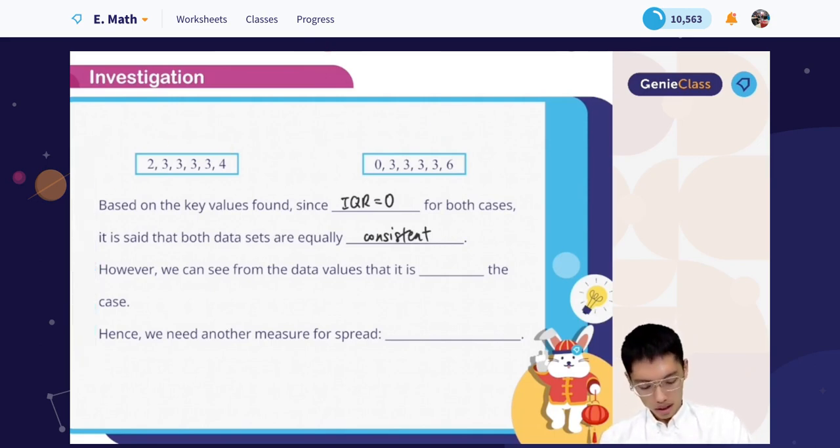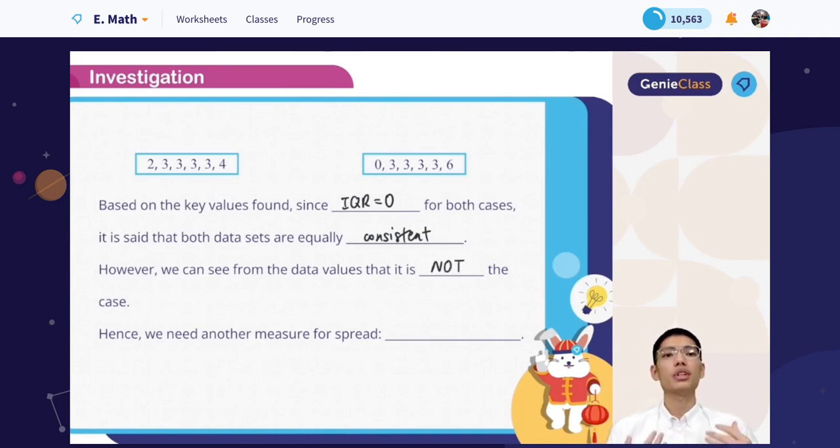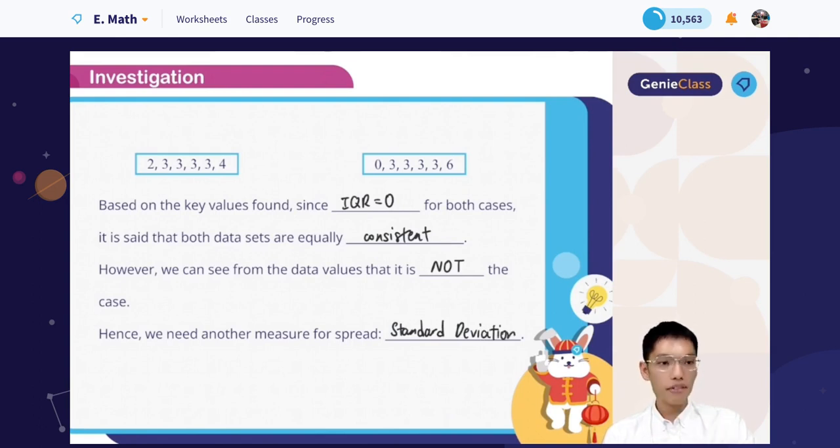So therefore, it is not the case, and henceforth, we need another measure for spread, which is why you all learn standard deviation. Okay, so for the next few slides, we are going to talk about standard deviation, and after that, we are going to come back to this investigation and find out which data set is actually more consistent. Or actually, by eyeball, I believe you all know which data set is more consistent, but let's bring it up and hone ourselves to the concept of standard deviation, and later we bring it down towards this investigation again. So you're going to see this data set again, but at the end of the lesson.